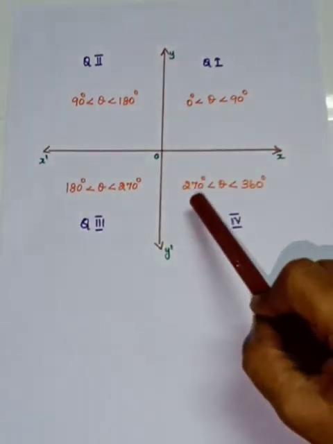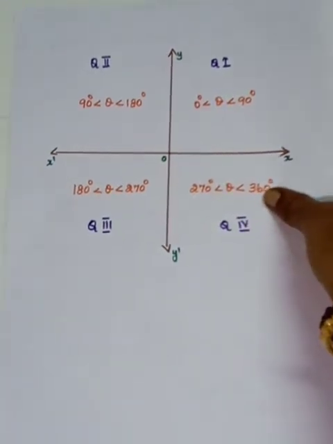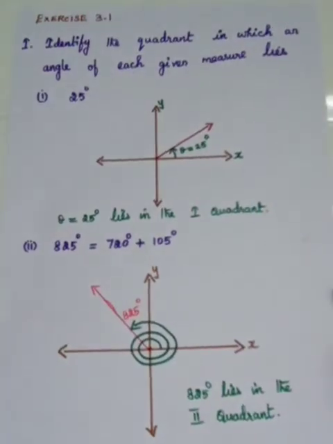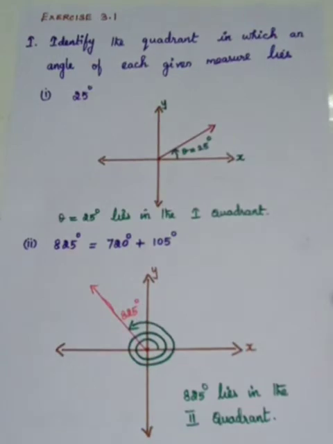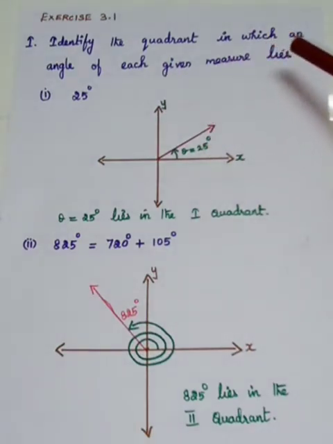In the fourth quadrant, 270 degrees to 360 degrees. Okay, so these are the things you should know. Now I'm moving to exercise 3.1. First subdivision: identify the quadrant in which an angle of each given measure lies.